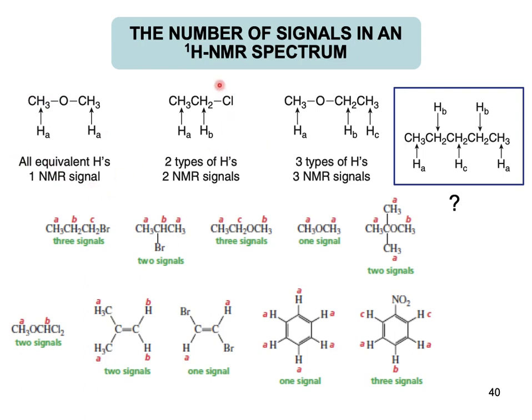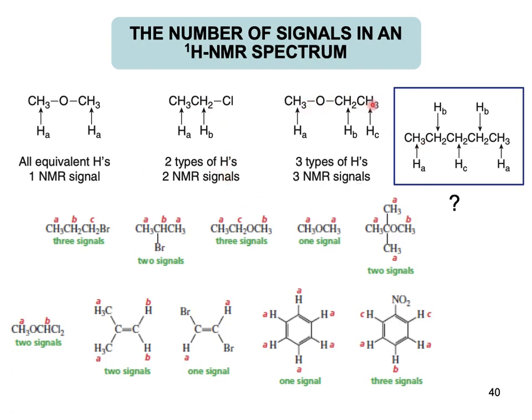In this one, ethyl chloride, we have two different protons. One type of proton is on the carbon which is attached to the chloride, and this CH3 is attached to CH2. So these are two different types of protons. That's why it has two NMR signals.